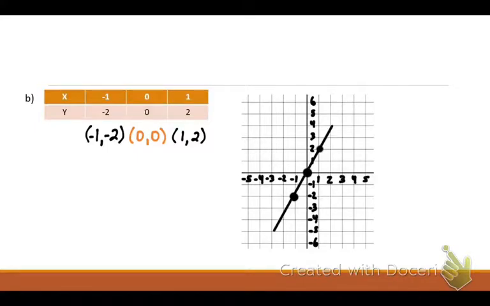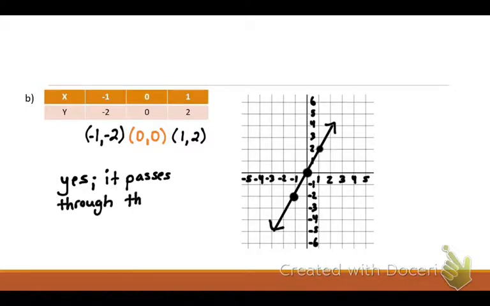Okay, notice once again this line could continue going on and on forever. The next question is asking us, are they proportional, yes or no? Yes. Why? Because it passes through the origin. You are correct. So when it asks us to explain the reasoning, yes, because it passes through the origin.